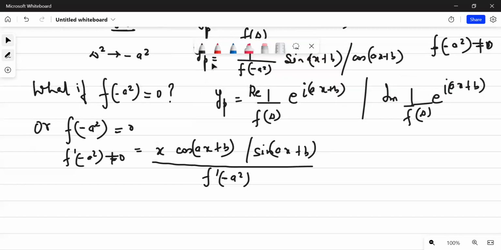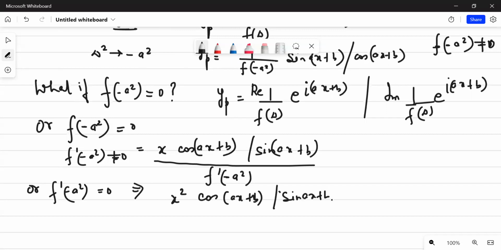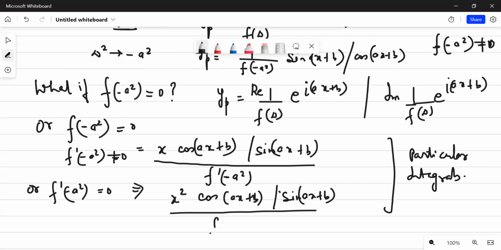Or if it so happens that your f dash minus a square is equal to 0, then what to do? Multiply again by x. So this will be like x square cos ax plus b or x square sin ax plus b. These are all particular integrals that I'm writing, divided by f double dash minus a square.